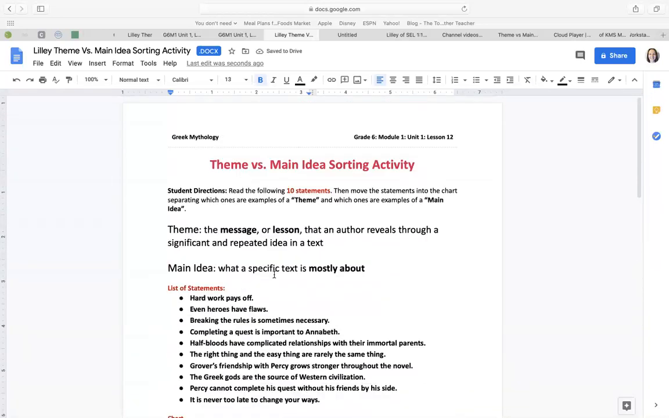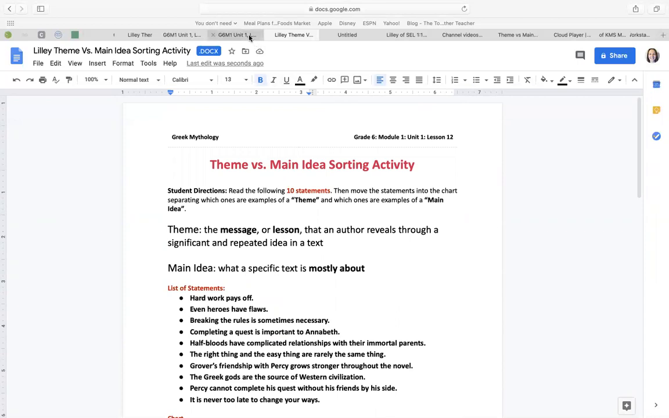So you guys will keep this in your file just to make sure you can always go back to it to look at the difference between theme and main idea. So remember, theme is a message or lesson that an author reveals through a significant and repeated idea, and it can be applied to many different kinds of texts. And a main idea is what a specific text is mostly about.